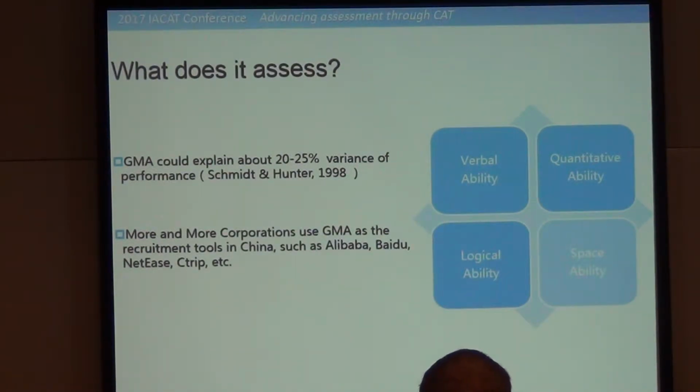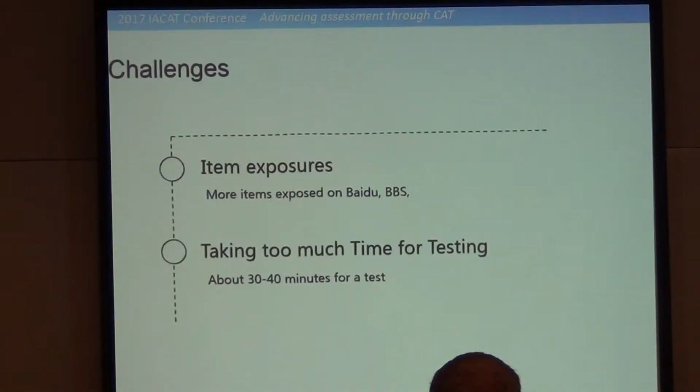As known, cognitive abilities play an important role in predicting employee performance. And recently, more and more corporations in China began to assess students' cognitive abilities in the recruiting process, especially campus recruitment, such as Alibaba, Citrix, NetEase, and so on. Previously, we also provided a traditional product assessing cognitive abilities, but the traditional product, which is also online software, encountered some challenges.